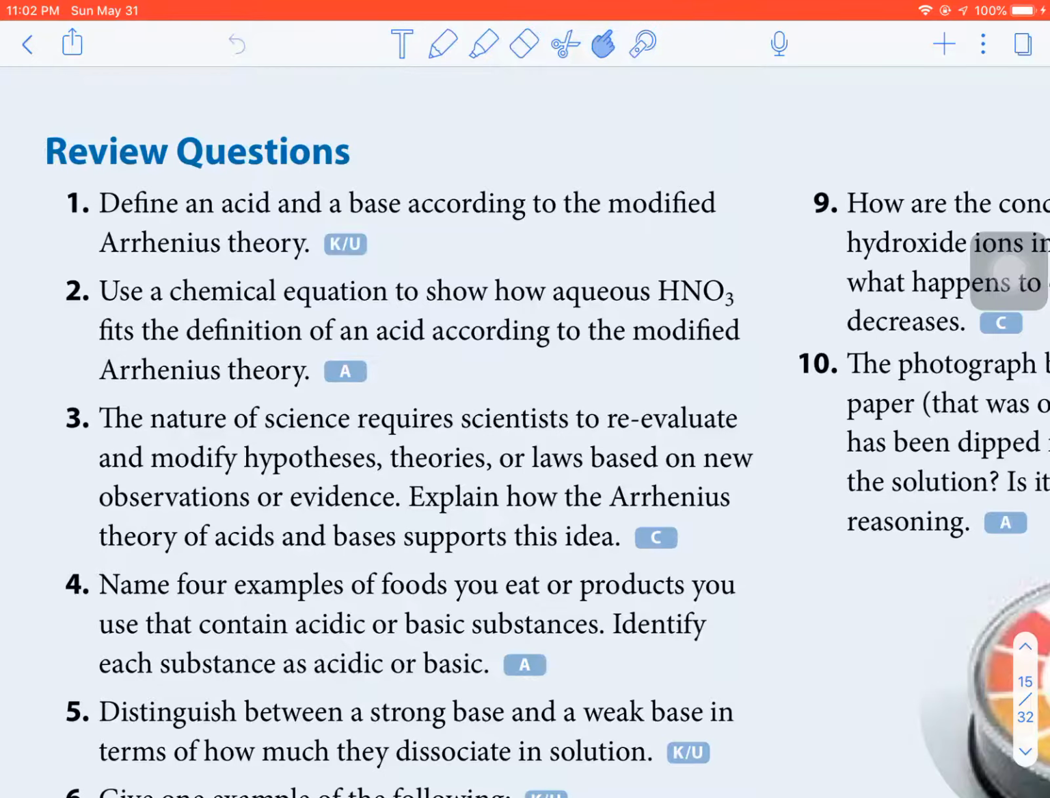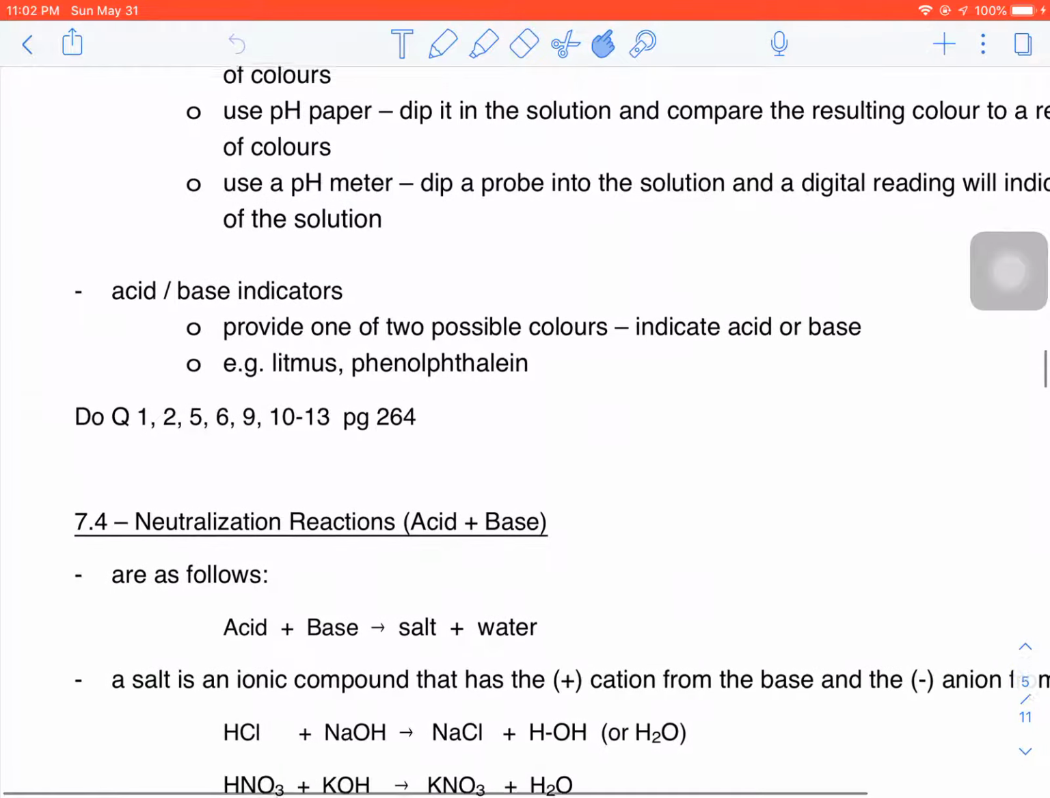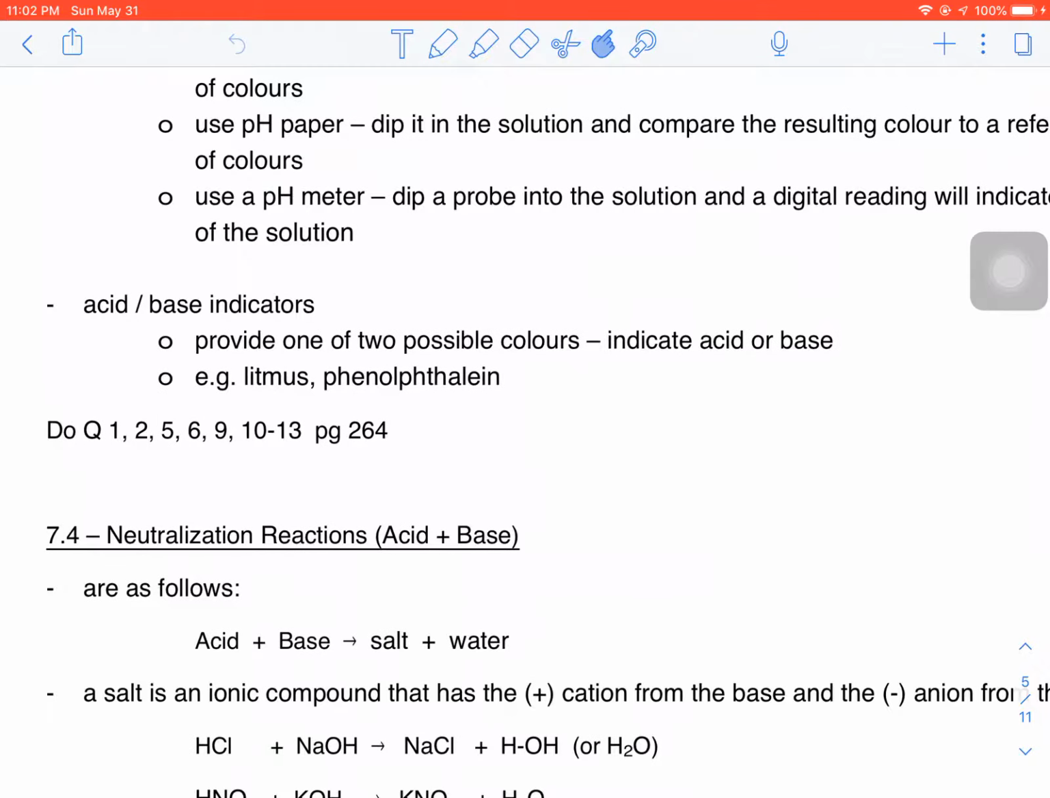We're back to chapter 7.4 today. We're just finishing up our chapter on acids and bases. We've got our test coming up later on this week, and I want to pick up where we left off on Friday. On Friday we finished section 7.3, and I left you with a bunch of questions on page 264, so I want to take a few minutes and quickly take up that homework before I move on to 7.4, which is chemical reactions involving acids and bases.